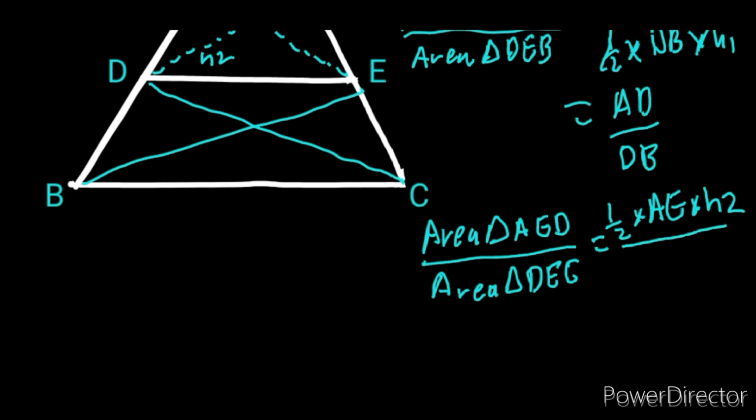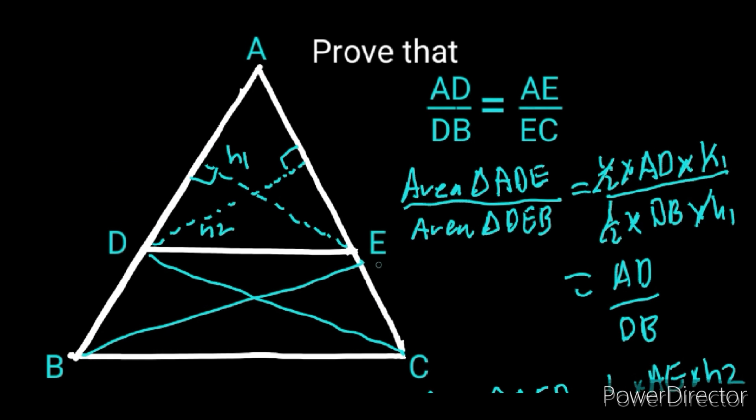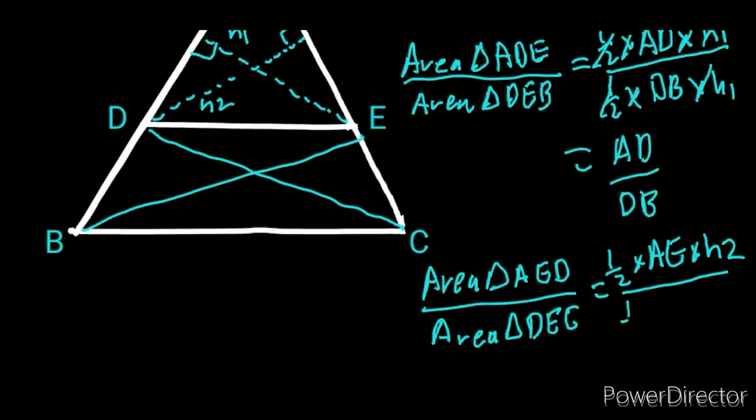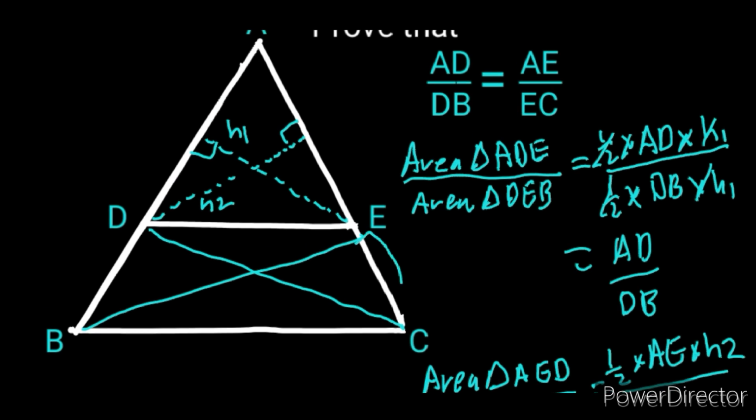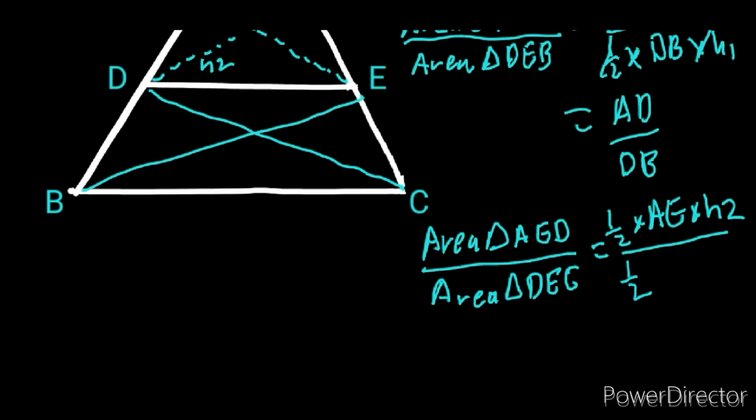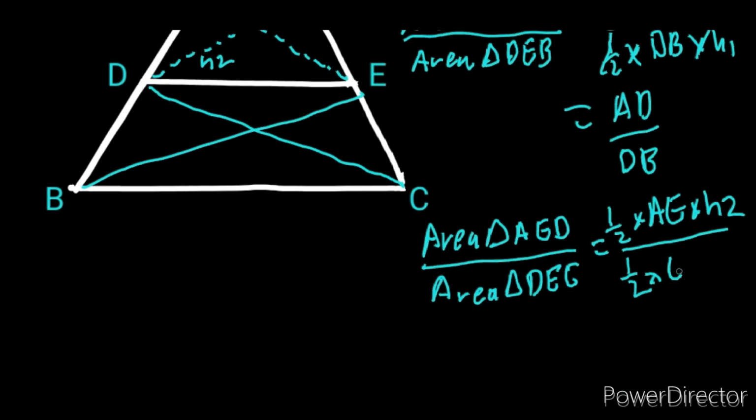So now we're gonna say divided by. So now let's find the area of this triangle as well. Triangle DEC, right? So this triangle. So the area of this triangle will be half of. So now remember we took EC as the base. So we're gonna say times EC, right? So half of EC times.